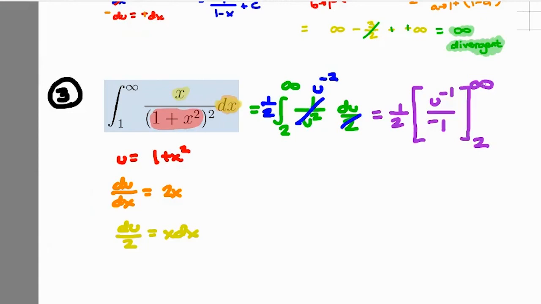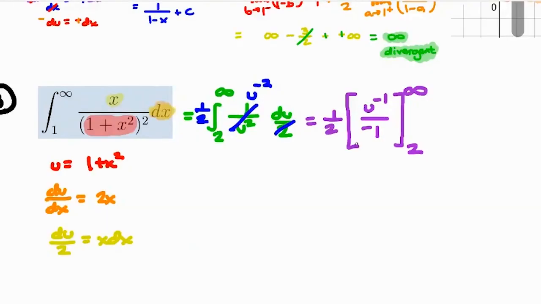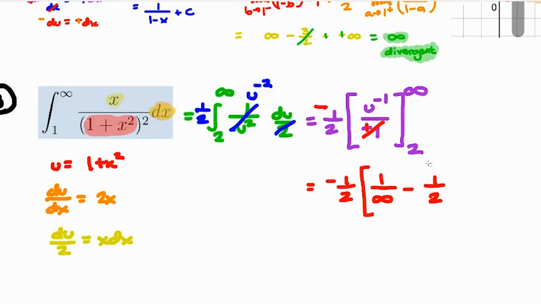Now we're going to plug infinity in first. Actually, let's pull the negative out in front here too, just so it's a little bit easier. So you're going to get negative 1/2, and then you're going to end up with u to the infinity to the negative 1 power. So that's just going to be 1 over infinity. Then you're going to plug a 2 in, and it's going to be 1 over 2 because u to the negative 1 is really just 1 over u. So I plugged in infinity, I plugged in 2. You should see where everything comes from.